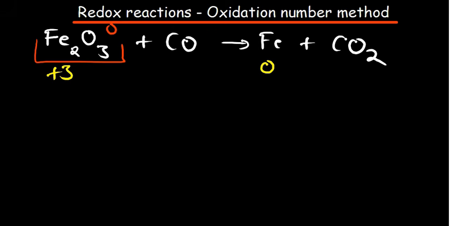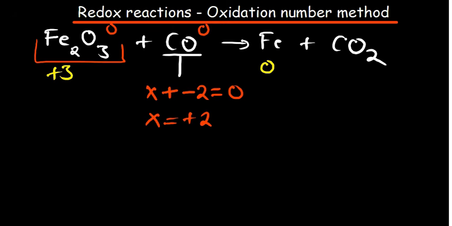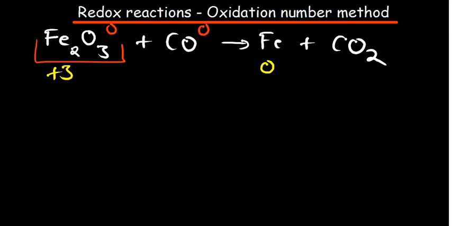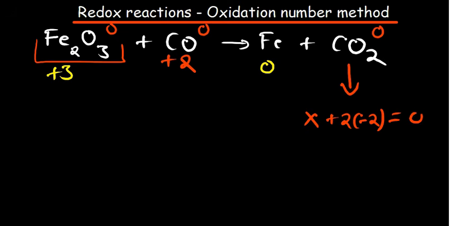Carbon, quickly. We don't know it there, so let X denote carbon. The oxidation state of oxygen is -2. The net charge of carbon monoxide is 0, so X becomes +2. So what is the oxidation state of our carbon there? +2. And then finally, carbon dioxide: let X denote carbon, and we've got 2 oxygen atoms, each with -2. The net charge of carbon dioxide is 0, so X becomes +4. So what is the oxidation state of carbon in that one? +4.